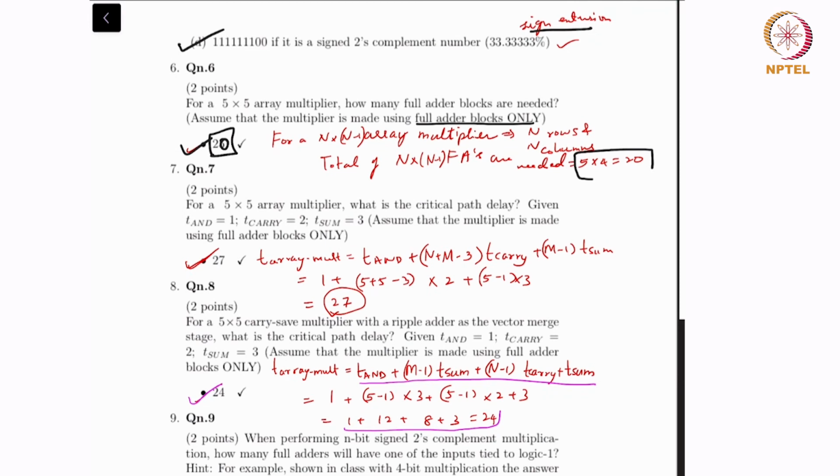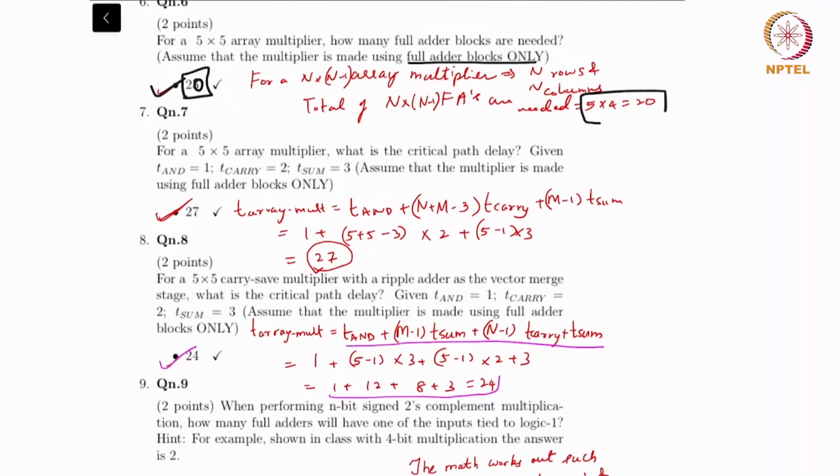For a 5 cross 5 array multiplier, what is the critical path delay? Given t and is equal to so much, t carry is equal to so much, t sum is equal to 3.